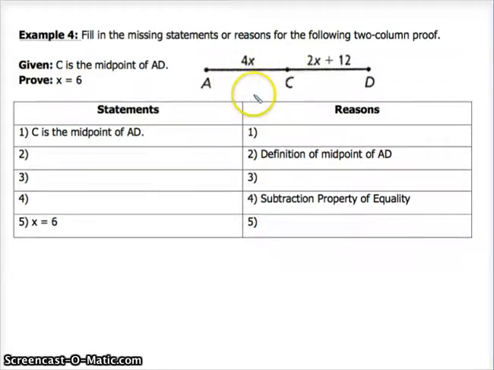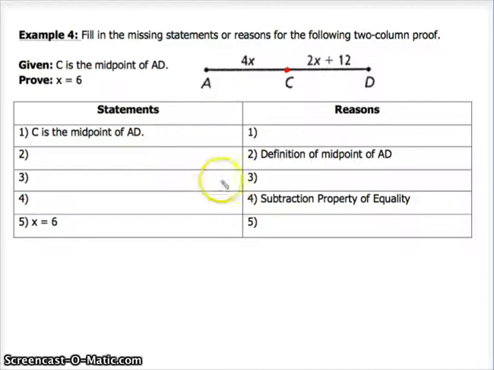We're given here a segment, and more importantly, we're given that C is the midpoint of AD. All right, because we know that C is the midpoint of AD, that tells us some things about our expressions. It tells us things about AC and CD. So the given is very important to us.